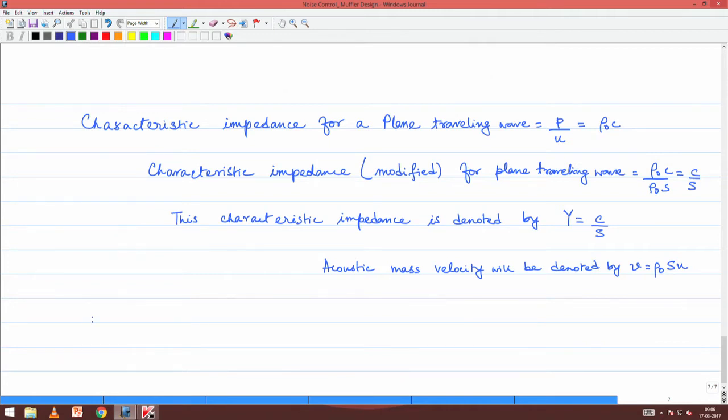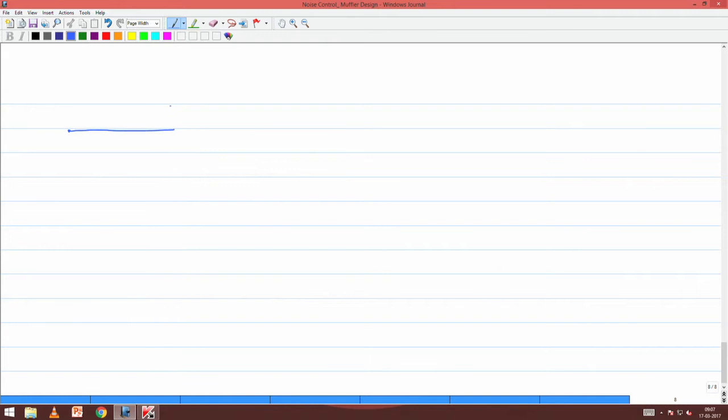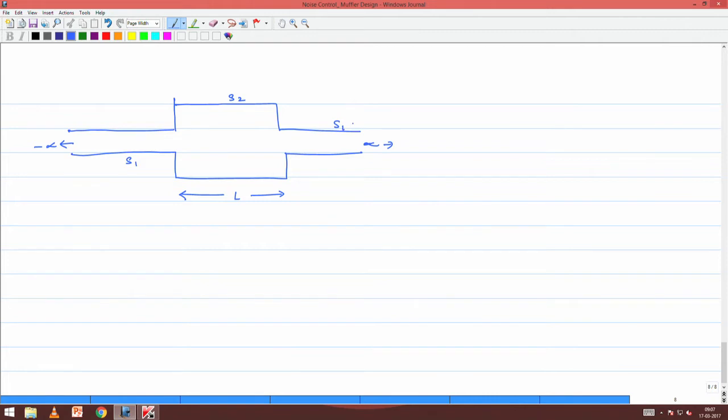Okay. Now, let us look at the geometry. Okay. So, it is infinitely extended on both sides, and this expansion chamber is of length L, and the areas of cross section are S1, S2 and S1 again, and we have taken S2 by S1 to be equal to n, which is greater than 1. Okay. So, this is our geometry.